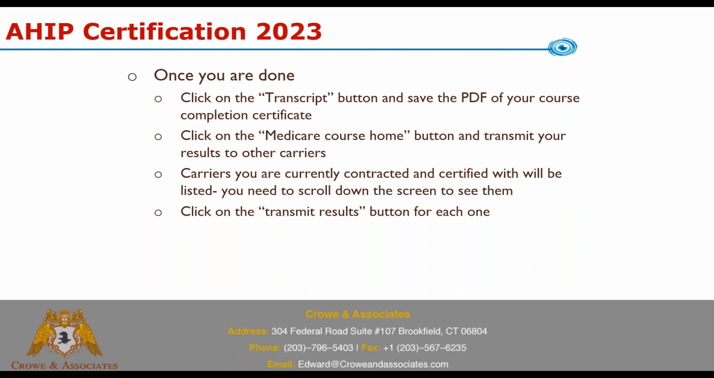But you want to save your PDF of the course completion certificate because there are still some carriers who make you upload the course completion because they're not on AHIP and you can't transmit to them, or sometimes you transmit to them and they say they never got it. So make sure to keep the PDF showing you passed. And click on the transmit results button for each carrier. It's not just one button. You've got to click on each specific one.